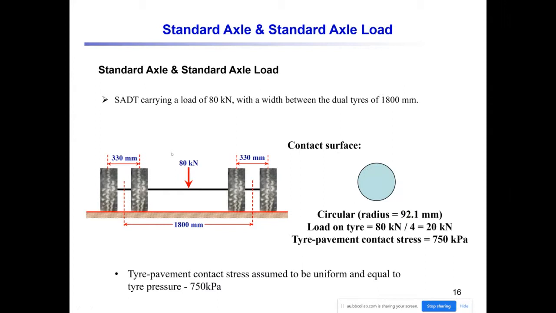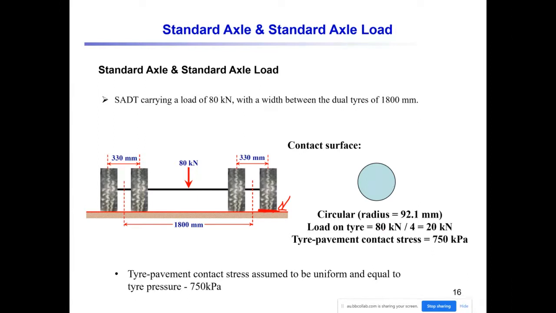Also, we want to know what is the pressure for this standard axle. So the first thing we assume here is that the contact surface below one wheel is a circle. So we are considering a circular surface. And the diameter we consider for the standard wheel is 92.1 millimeter.